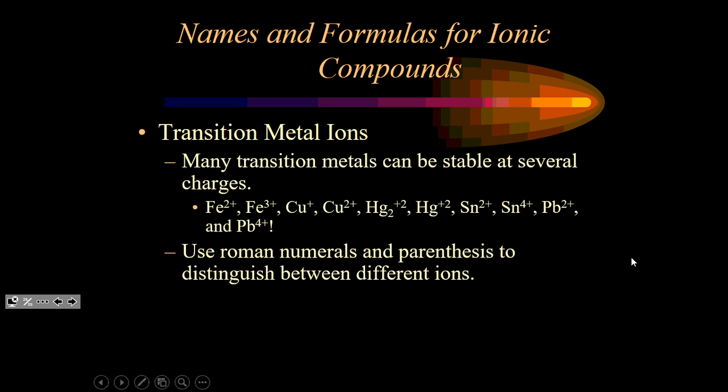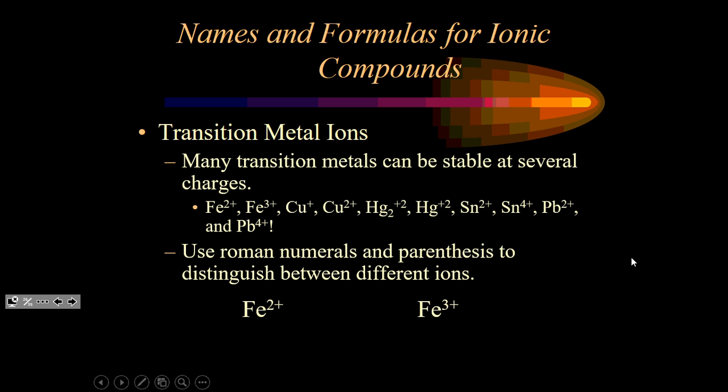Now, first thing we have to do is how do we tell apart the 2 types of iron and the 2 types of copper? Well, what scientists eventually did was they just use Roman numerals to describe exactly what your charge is. So if you've got a metal that can have more than one stable charge, then you literally use Roman numerals and state what the charge is going to be in that case.